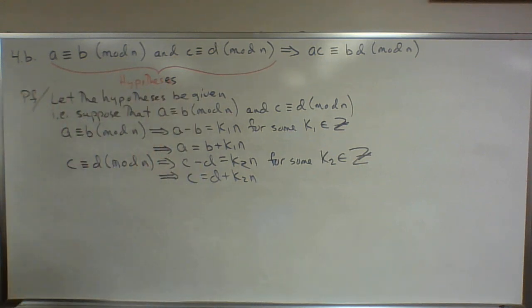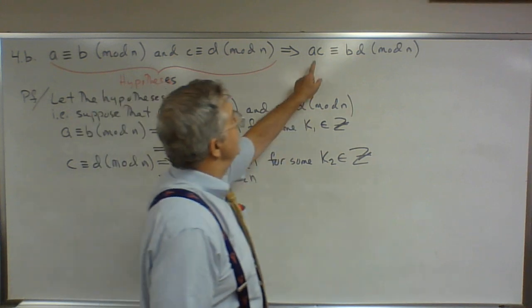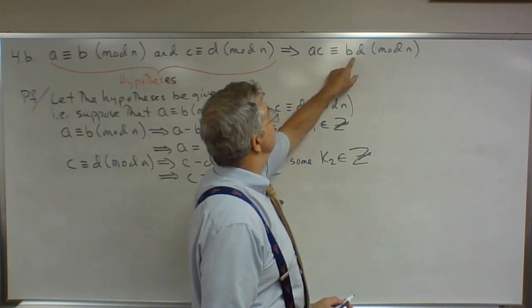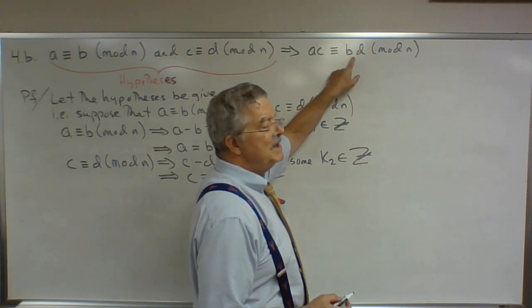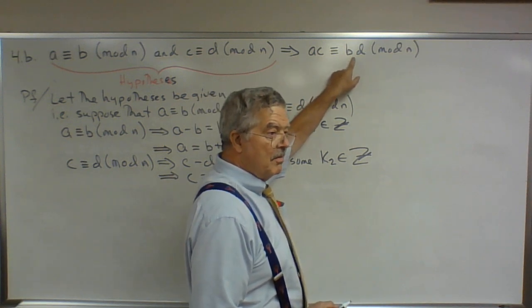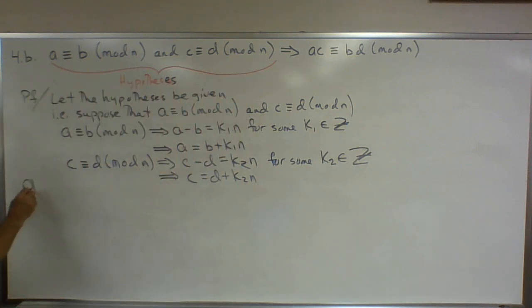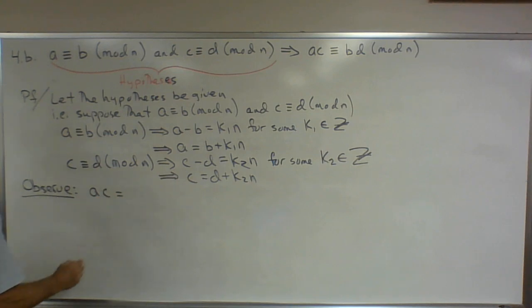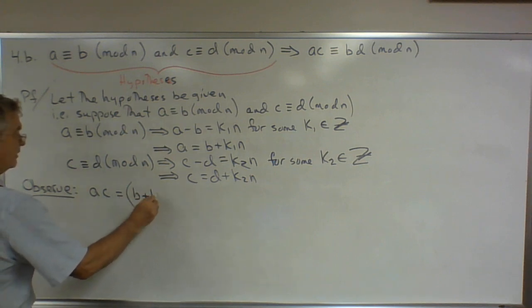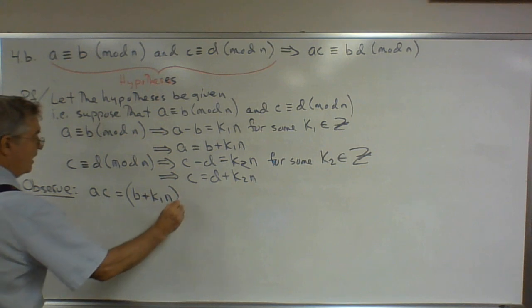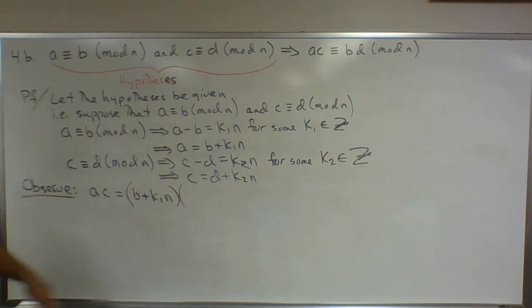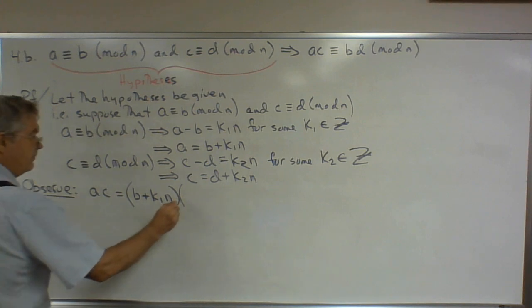Okay. Now, what are we trying to show? AC is congruent to BD. In other words, the difference of AC and BD is a whole number multiple of n. So I think it's a good time to introduce the word observe. AC is equal to, let's say, A is equal to B plus k1 n, and C is equal to D plus k2 n.